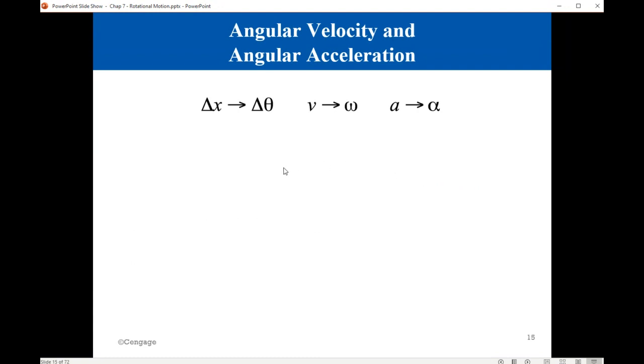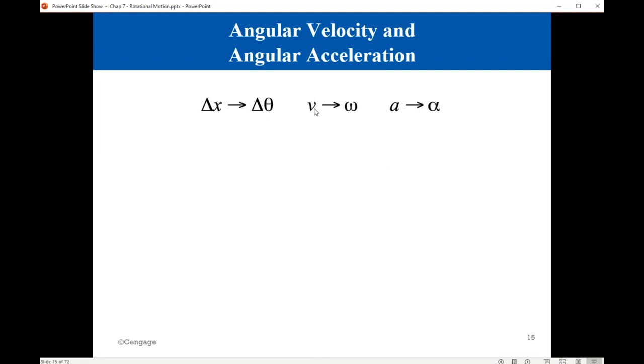Just like we did for translational motion, we repeat the same story here. We start with the kinematics. We start introducing the variables of motion. For translational motion, the change in position was represented by delta x. For angular motion, the change now will be an angular displacement, delta theta. Usually we use theta to represent the angular displacement, just like we use x to represent the linear displacement.